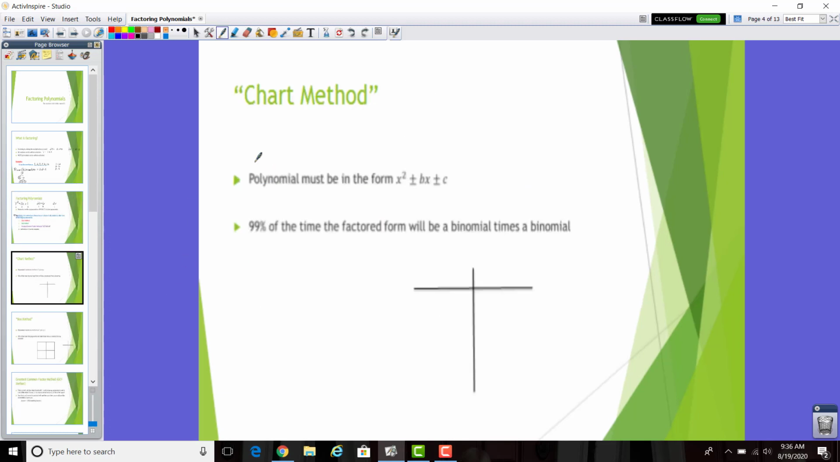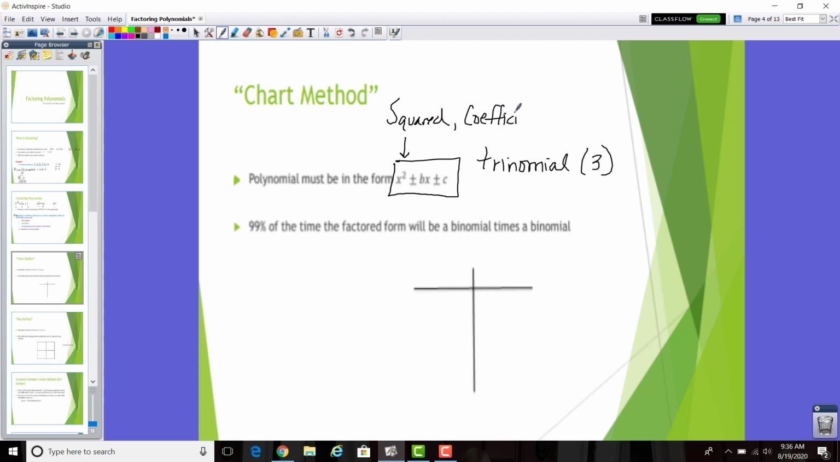We're going to start with the chart method. Now, in order to do the chart method, your polynomial has to be a trinomial, so it has to have three terms. And in that term, we're going to have a squared term first, and that coefficient, which is the number in front of a variable, is going to be equal to 1. So you're not going to see anything in front of it. So it's going to be a squared term plus or minus the same variable term plus or minus a number. B and C in this form equal numbers. So this is standard form for a polynomial that's going to be factored in chart form.